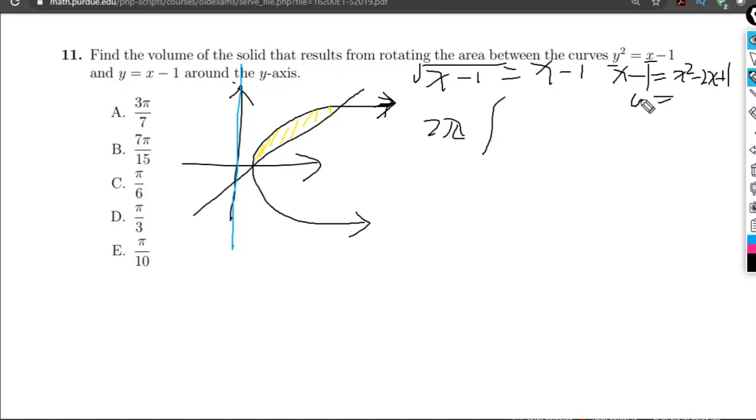Then we have x squared minus 3x plus 2, and then factor. We get x minus 2 and x minus 1. And thus the bounds are 1 and 2. And let's erase that. Knowing that the bounds are 1 and 2, proceed.